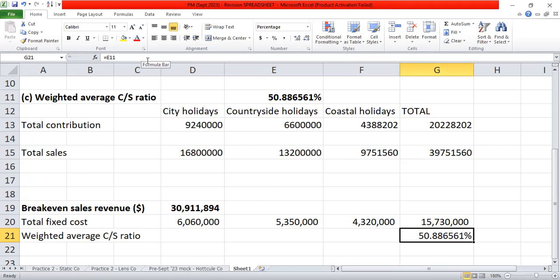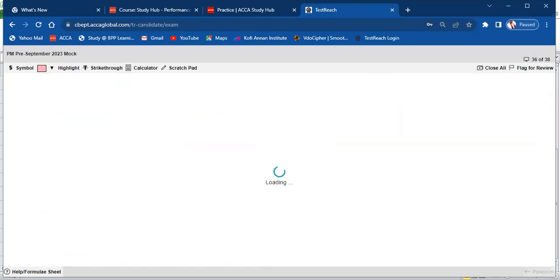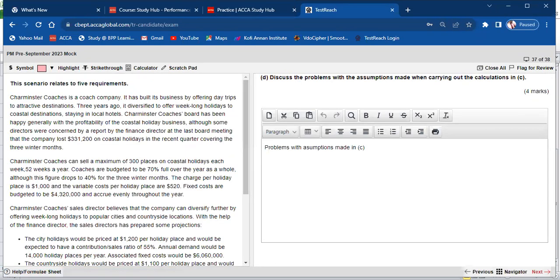All right. Requirement number D. Discuss the problems with the assumptions made when carrying out the calculations in C. 4 marks. Lots of PM candidates are going to talk about limitations of CVP analysis, and they'll end it there.